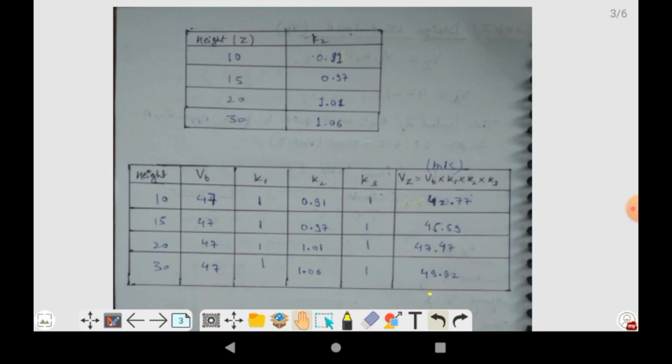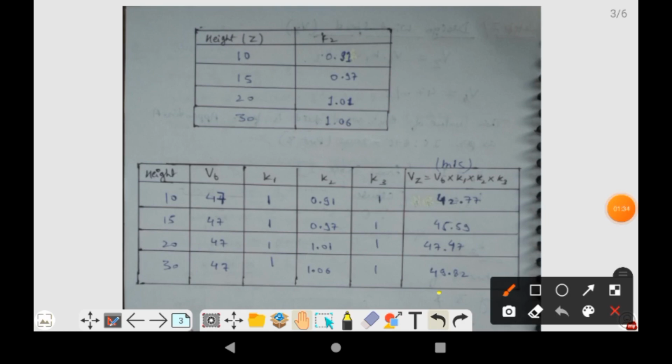Now after putting all these values in the formula, Vb into K1 into K2 into K3, our final value for the particular height of 10 meter is 42.7. For 15 meter it is 45.59. For 20 meter it is 47.47, and for 30 meter it is 49.82.